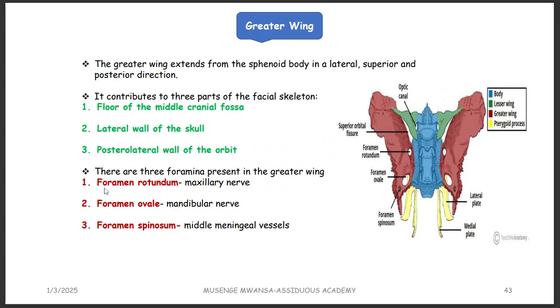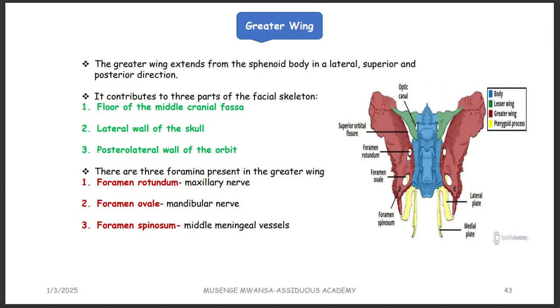So the greater wing has got the foramen rotundum, the foramen ovale, and the foramen spinosum. Of importance, at least for now, know that we talked of the trigeminal nerve. The trigeminal nerve has got three branches: V1, V2, V3. That's ophthalmic, maxillary, and mandibular branches. The ophthalmic branch, which is the first branch of the trigeminal nerve, doesn't pass in any one of these. Instead, can you see this space? This bigger space here, superior orbital fissure. That is where the V1 is going to pass.